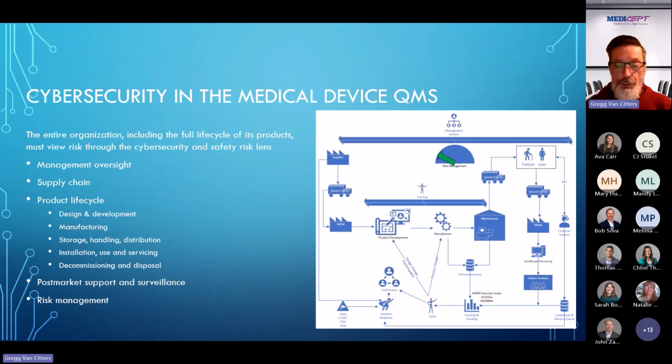Consider every element shown from supplier management, top left, to development in the middle, to manufacturing, failure analysis, should something go wrong in the customer's hands, and then hopefully we never go this route, but field action. All these activities require both safety and security risk-based thinking. So we'll use this simplified diagram to walk through the important security touch points in the quality management system as we go through the remainder of the presentation.